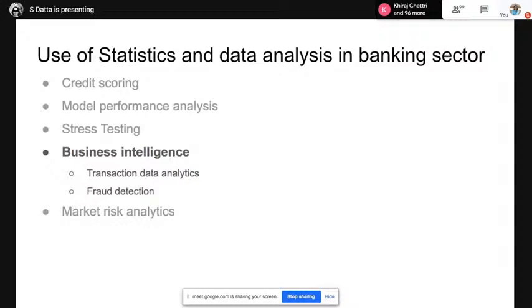Okay, so the next one is business intelligence. We talked about it a little bit. This is basically using the customer data to solve business problems. So for example, if you're launching a new product, let's say you have existing credit card customers, you can offer them a personal loan. And how would you use statistics for that? You can use the transactional data that they have.